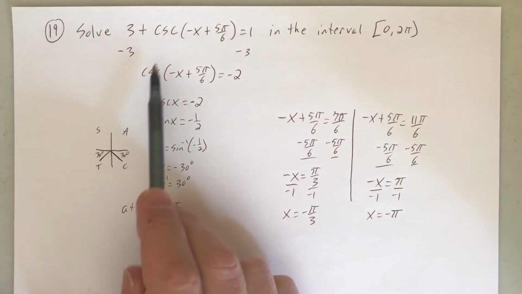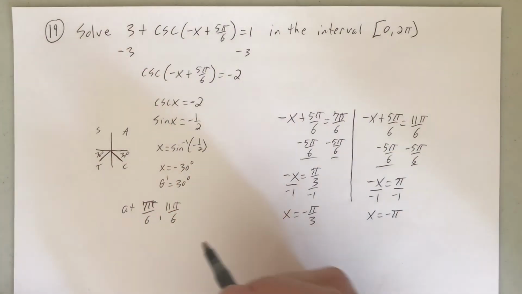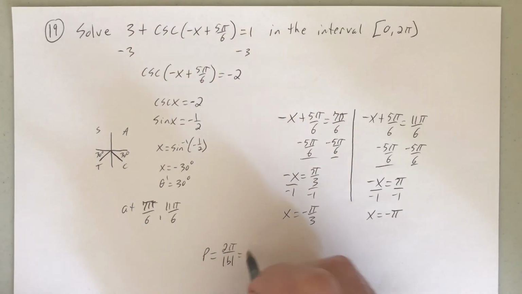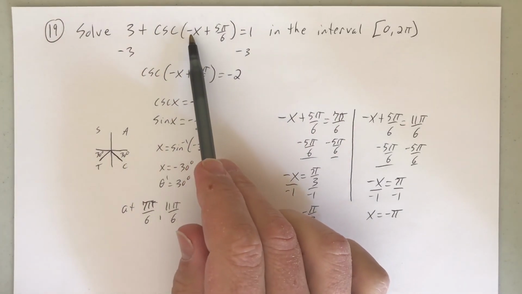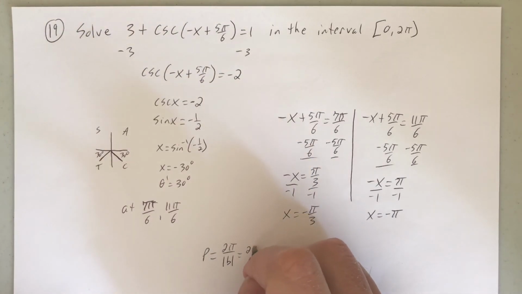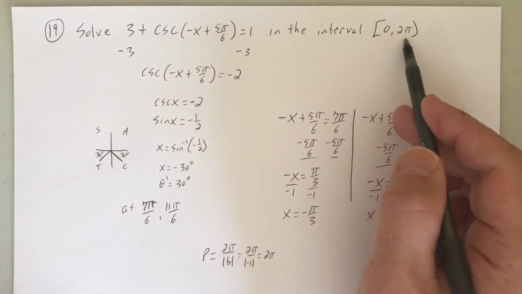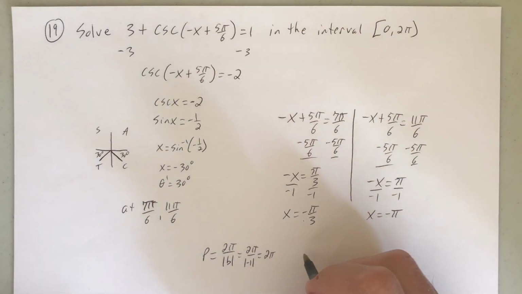Well, remember, it's the period for the original right here. The period for cosecant x is 2 pi divided by, and I'm going to say the absolute value of b, because here you have a negative b value. So this would be 2 pi divided by the absolute value of negative 1, which would just be 1. So 2 pi divided by 1 is just 2 pi. So basically, if I just keep adding 2 pi to these, I will get somewhere in this interval from 0 to 2 pi.